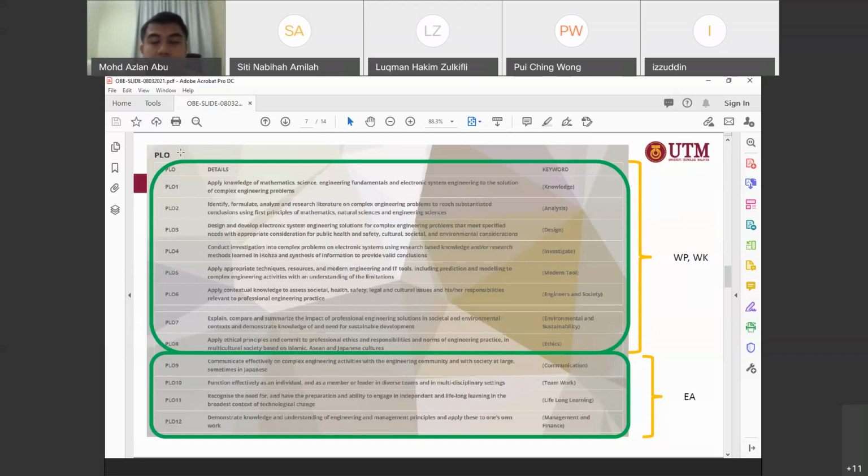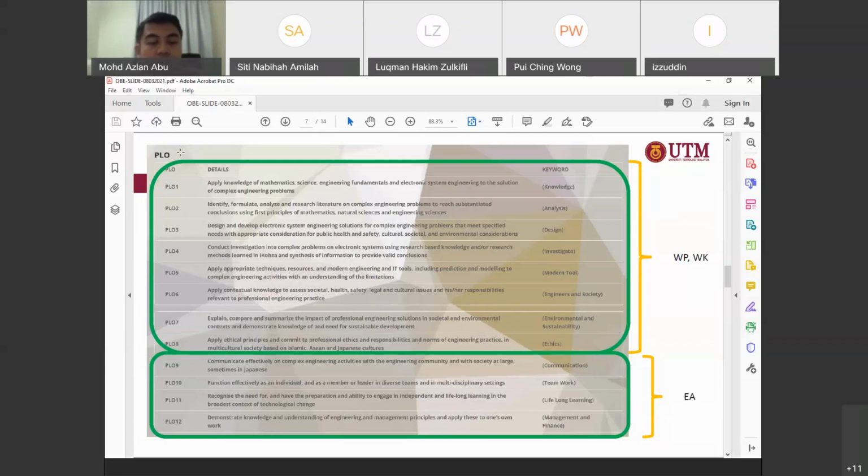PLO8: apply ethics principles and commit to professional ethics in a multicultural society, based on Islamic, ASEAN, and Japanese culture. So ethics falls under PLO8. I think you learn about Japanese culture and so on, right? That falls under PLO8. PLO9: communicate effectively on complex engineering activities with the engineering community and with society at large, sometimes in Japanese. Sometimes you communicate in Japanese, sometimes in English, and maybe in one subject in Malay. That falls under communication.